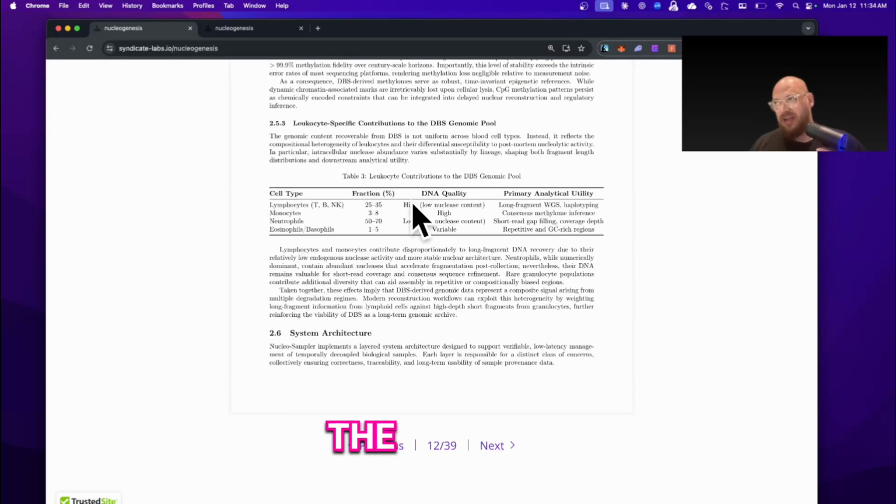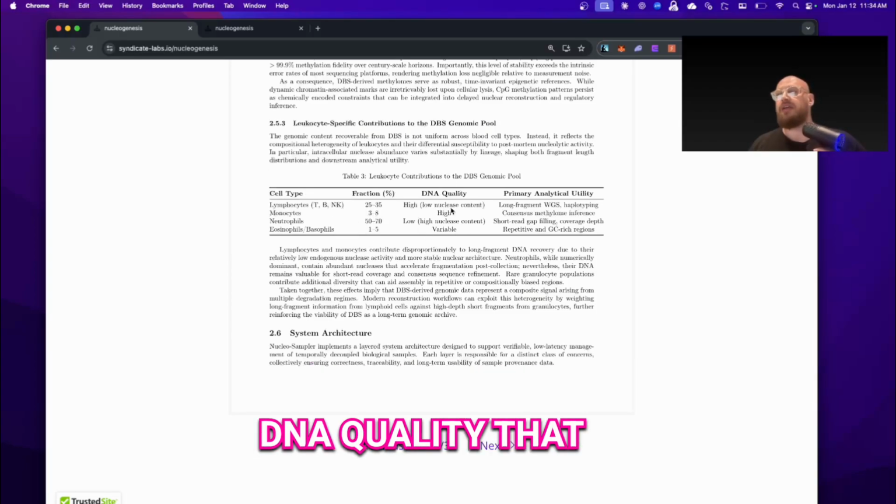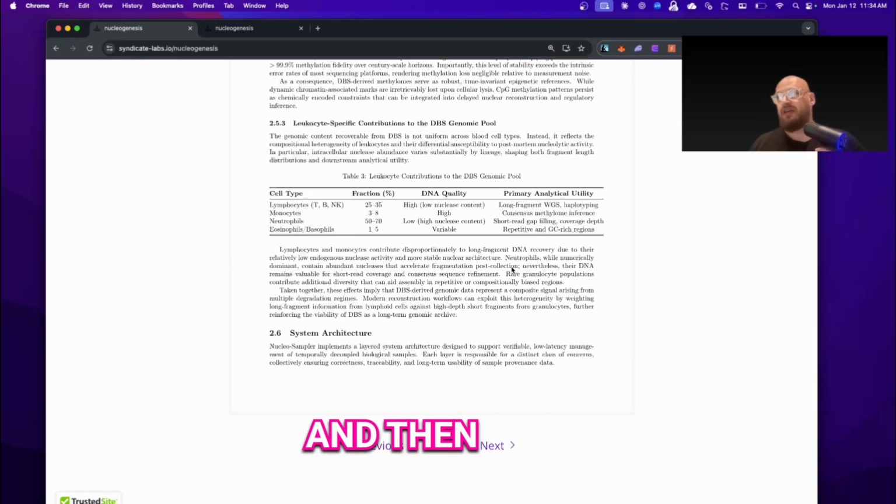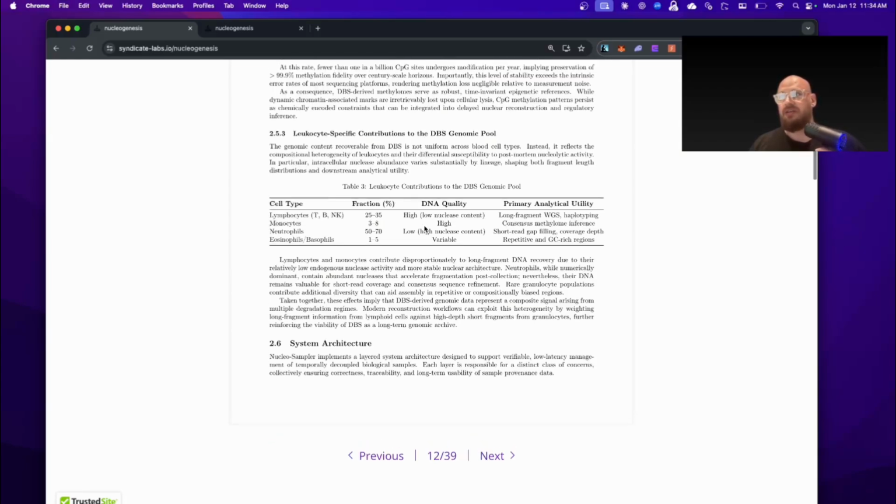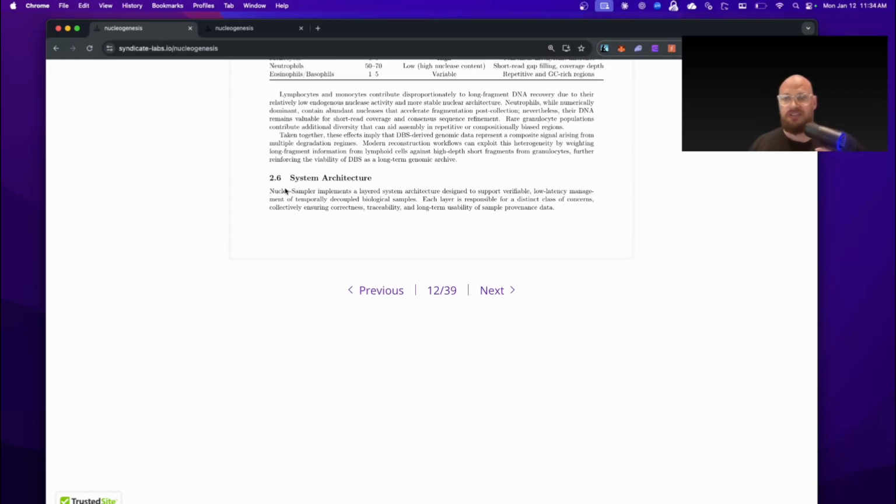Because we're looking at the fraction, we've got the cell type, we're looking at the fraction, we're looking at the DNA quality that we know from the research, and then the analytical utility. And that brings us to 2.6, which we're going to stop for today.